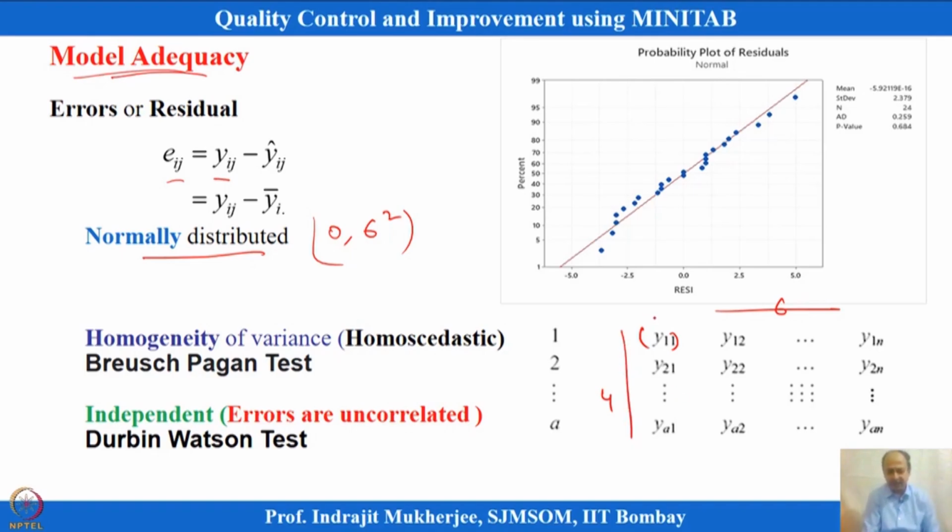So, in this case each of the observations is known as Yij, and each of the label averages is given by Y1 dot, let us say the average of this. So, if I have to calculate the residual for this observation, it will be nothing but the individual observation Yij subtracted by the average of these labels.